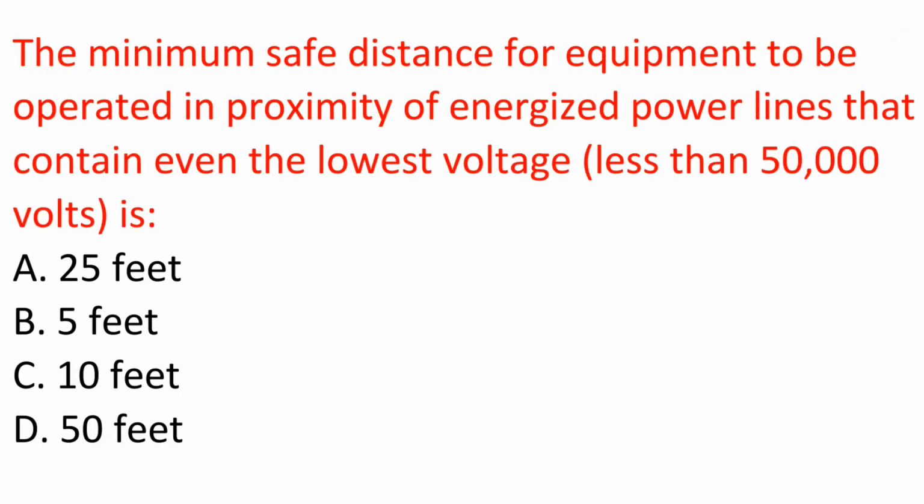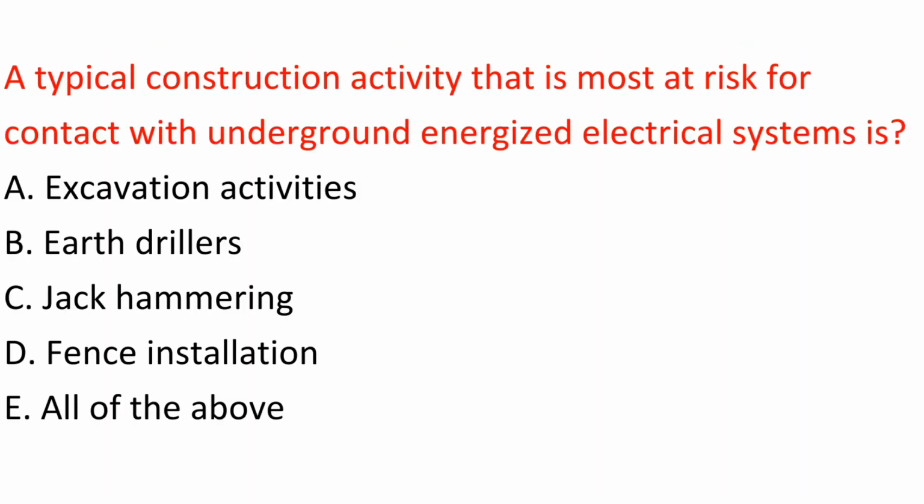Question: The minimum safe distance for equipment to be operated in proximity of energized power lines that contain even the lowest voltage, less than 50,000 volts, is A. 25 feet. B. 5 feet. C. 10 feet. D. 50 feet. Answer: C. 10 feet.